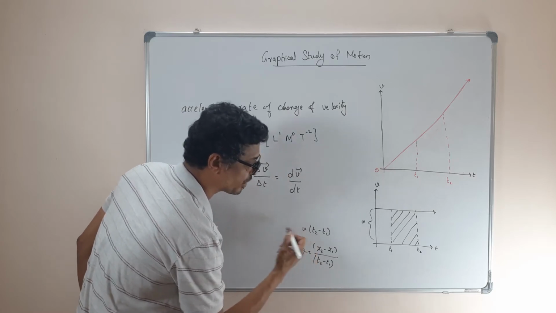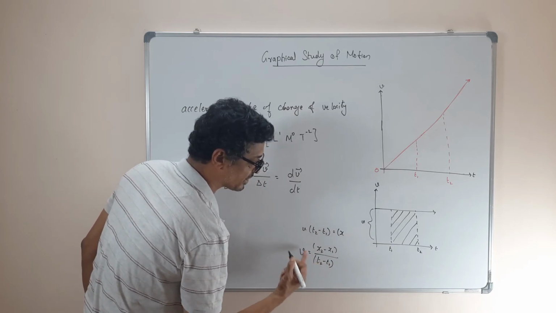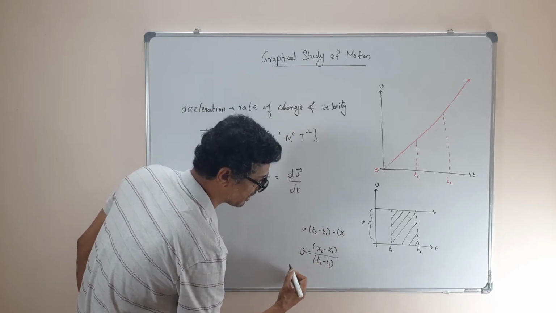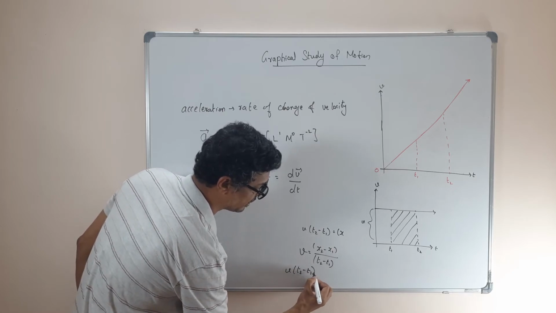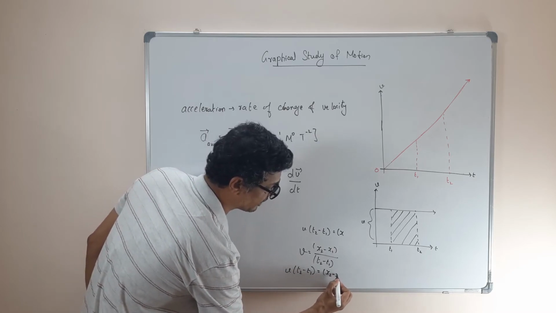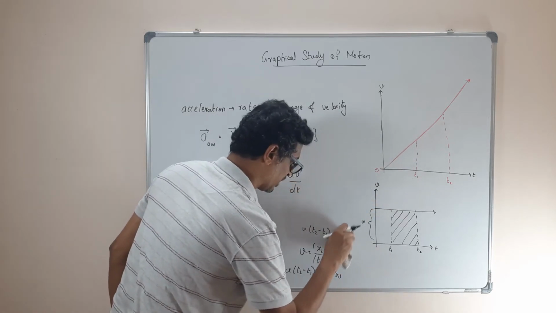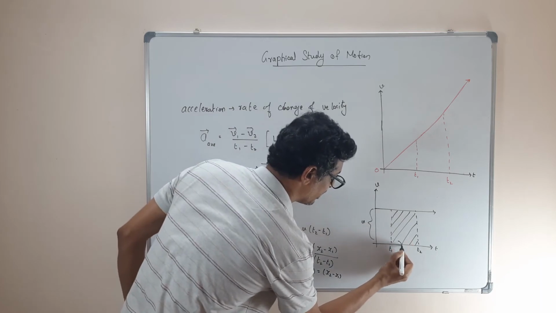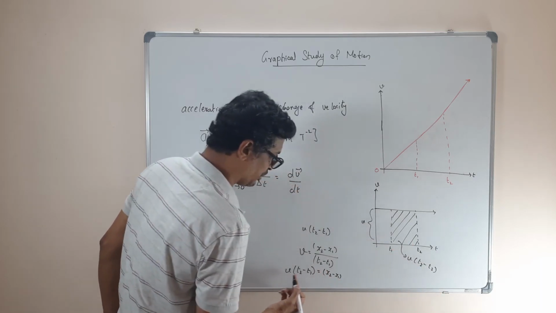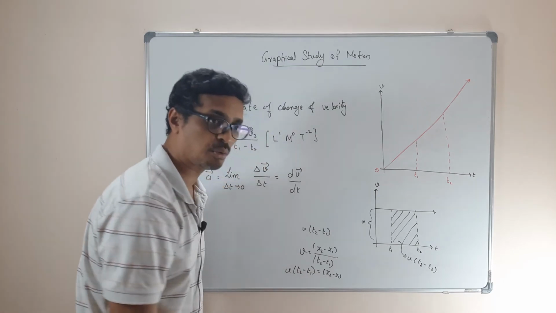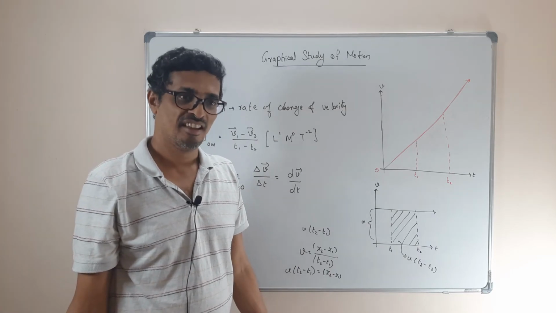Can you see from here what this will be? So V into T2 minus T1 is nothing but x2 minus x1. Isn't that the area you found out? The area is V into T2 minus T1, and V into T2 minus T1 is x2 minus x1. That is the displacement. Am I right?